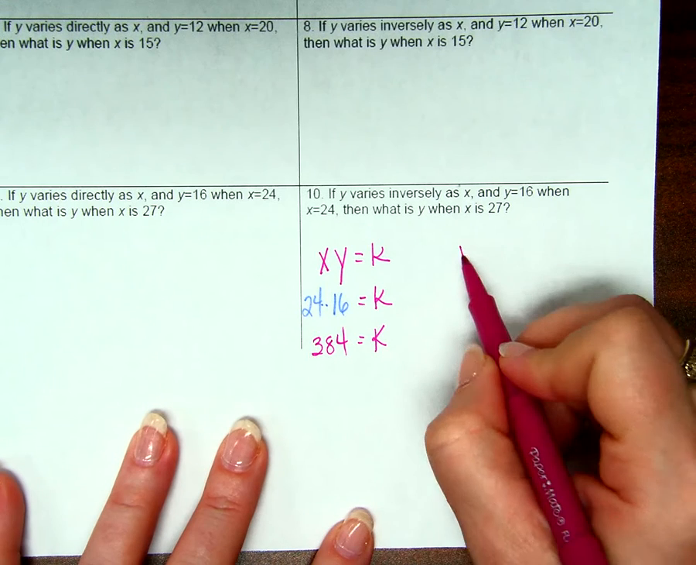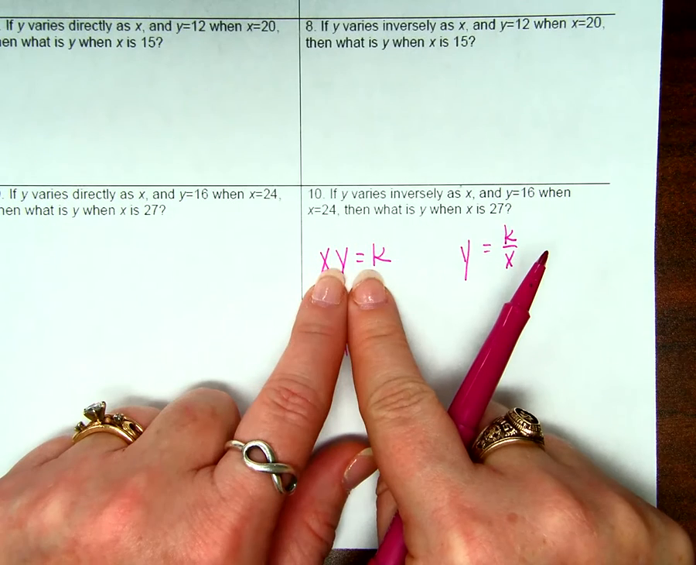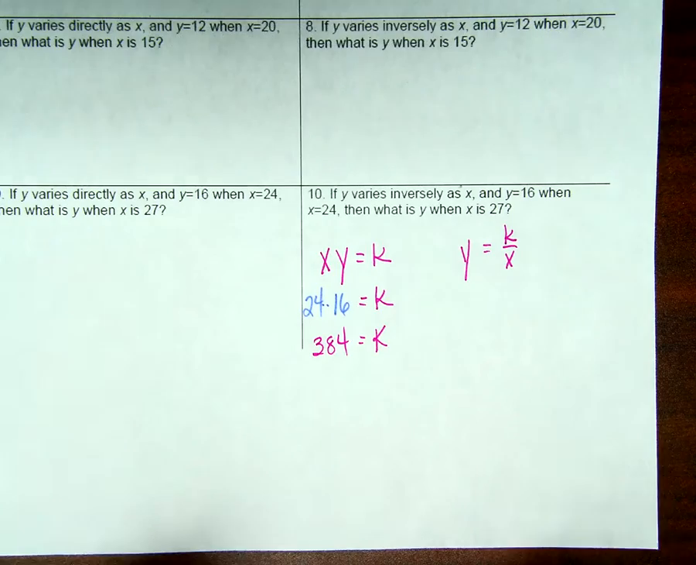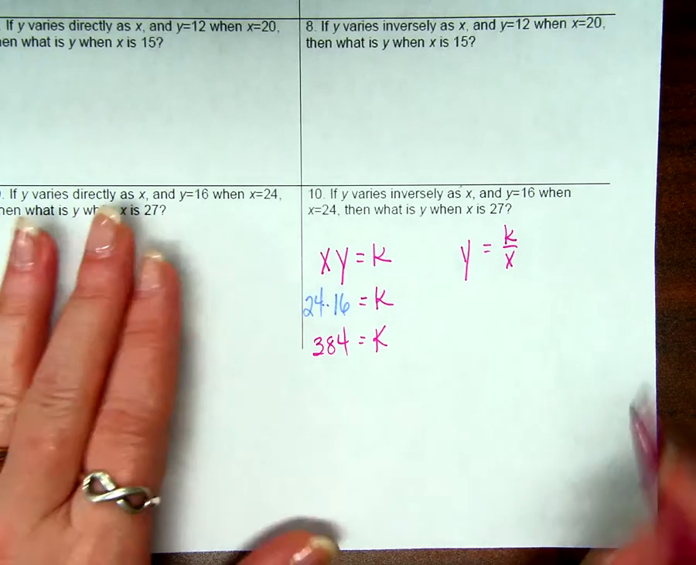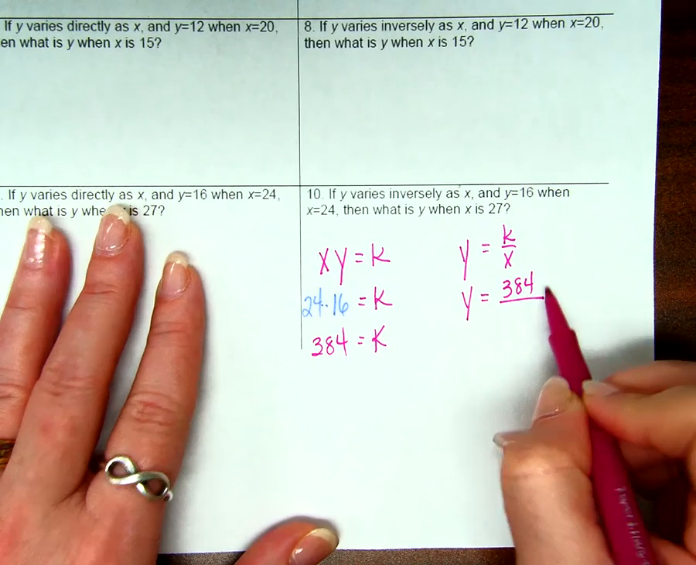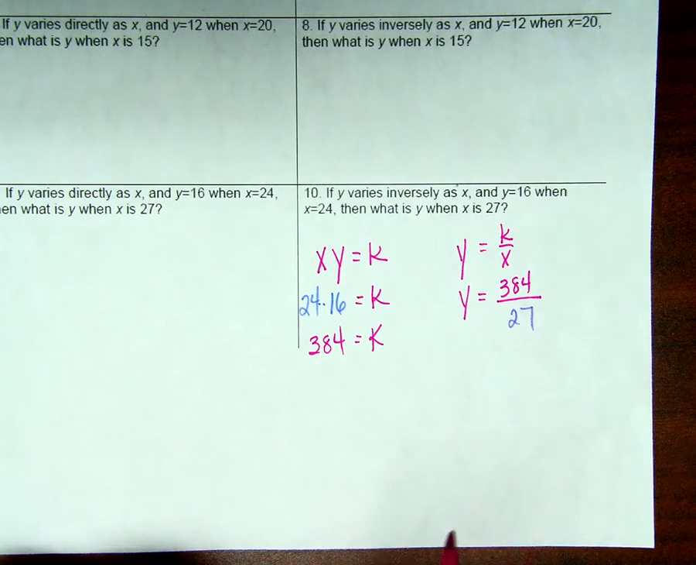Now I want to go here, y equals k over x. Could I use this equation to solve everything on this side? Yes, I could. This one's already solved for y. I'm just trying to make it easier on myself. Okay? So y equals 384 over x. What is x in this problem? 27.